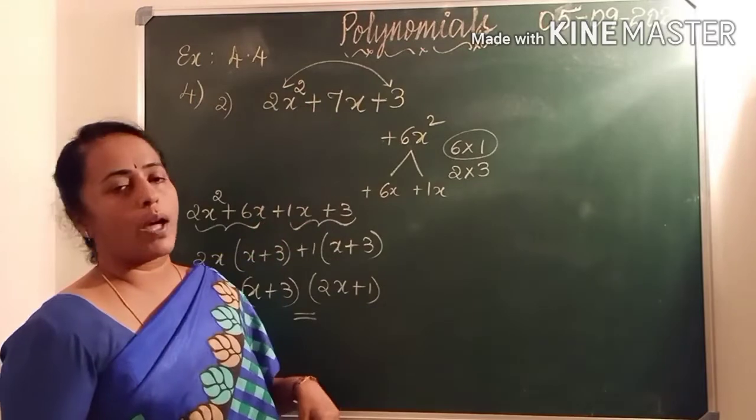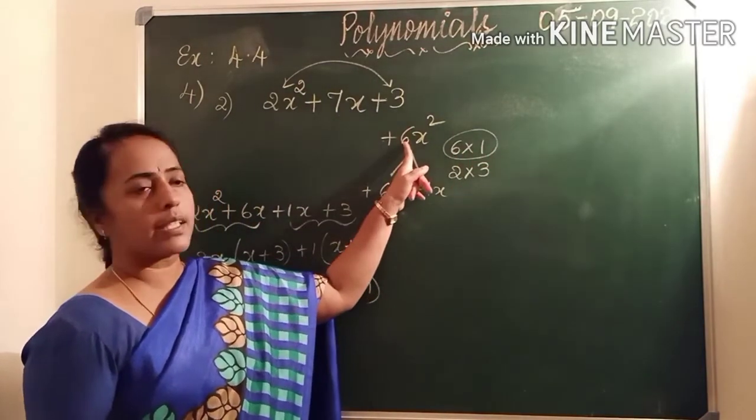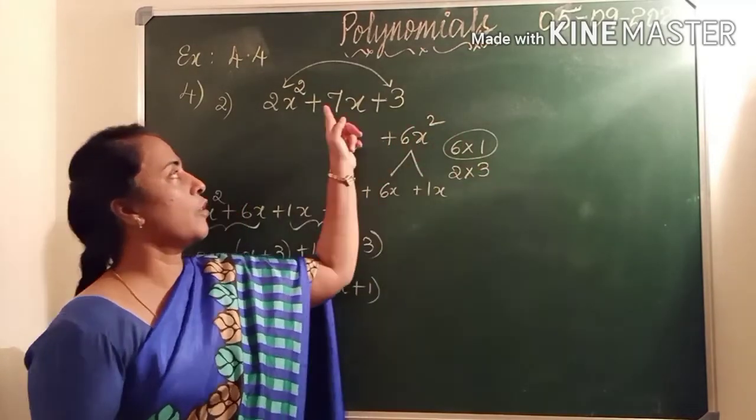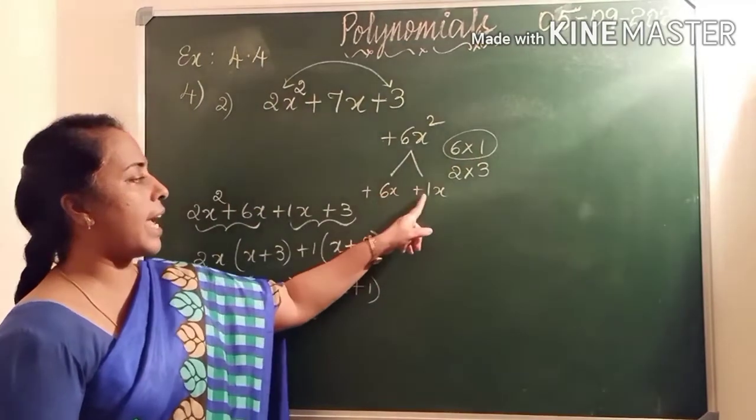So which factors you have to select? 6 and 1. So if you multiply this, you will get 6. If you add this, you will get 7. So the factors we required are 6 and 1.